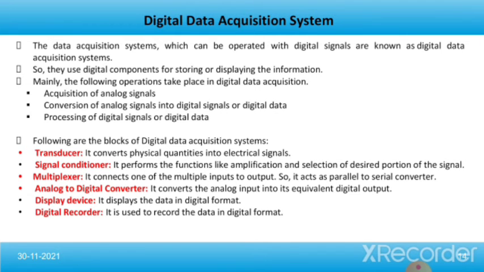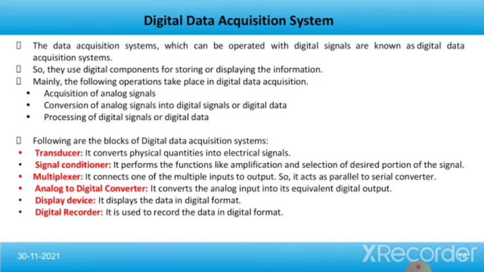Next is the digital data acquisition system. A data acquisition system which can be operated with digital signals is known as a digital data acquisition system. So they use digital components for storing or displaying the information. Mainly, the following operations take place in digital data acquisition: acquisition of analog signals, conversion of analog signals into digital signals or digital data, and processing of digital signals or digital data. Following are the blocks of a digital data acquisition system.